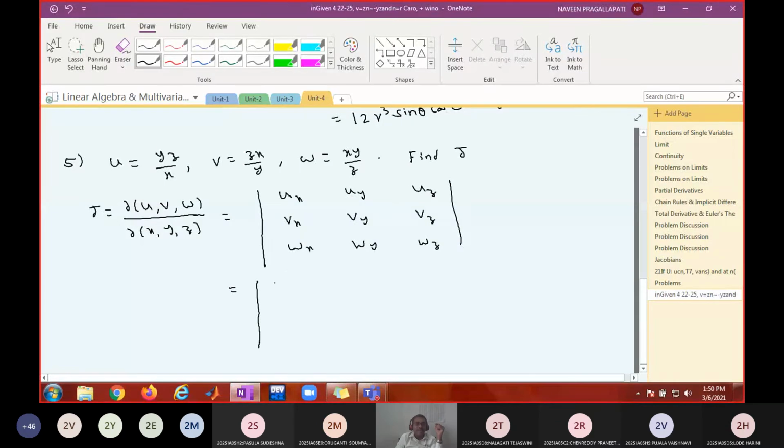What is dou u by dou x? Minus yz by x square. Uy is z by x. Uz is y by x. Similarly, Vx is z by y. Vy is minus zx by y square. Vz is x by y. Wx is y by z. Wy is x by z. Wz is minus xy by z square.